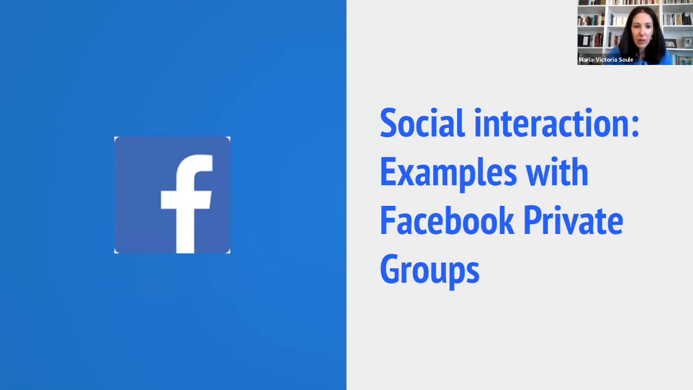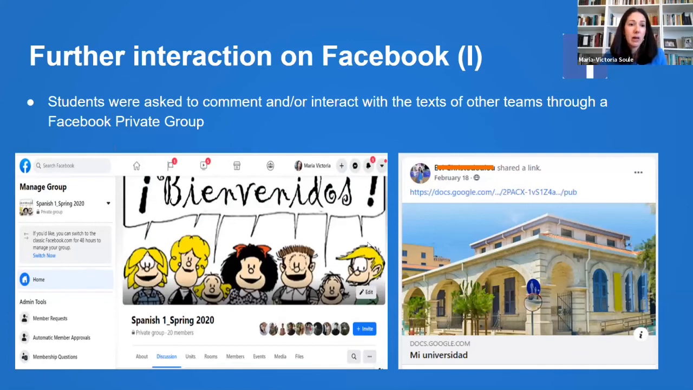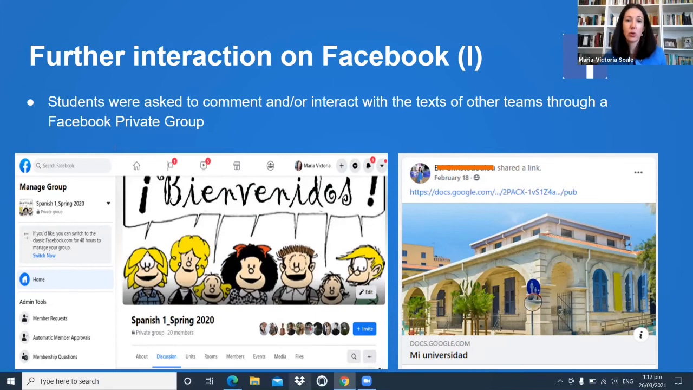Okay, so here, for example, my students were asked to comment or interact with the text of other teams through a Facebook private group. This is from 1 year ago, when one specific group shared, in this case, the Google Doc about the university that Antigone spoke about at the beginning of this workshop.